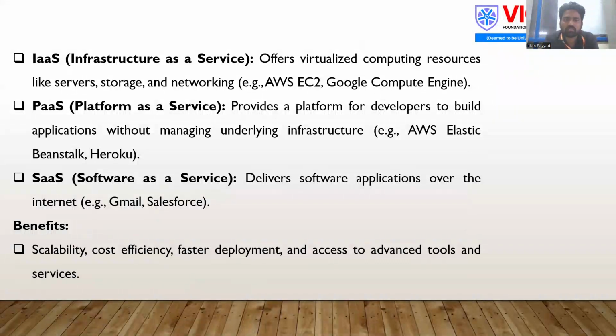And the third one is SaaS, software as a service. It delivers software applications over the internet. So the three main components are IaaS, PaaS, and SaaS. IaaS provides server, storage, and networking for our website, PaaS provides developers a platform to build their applications, and SaaS provides software over the internet without interruption.